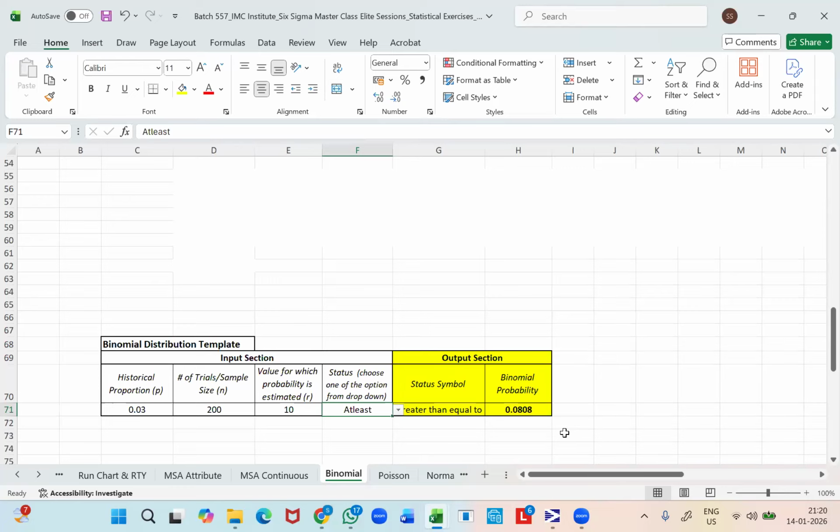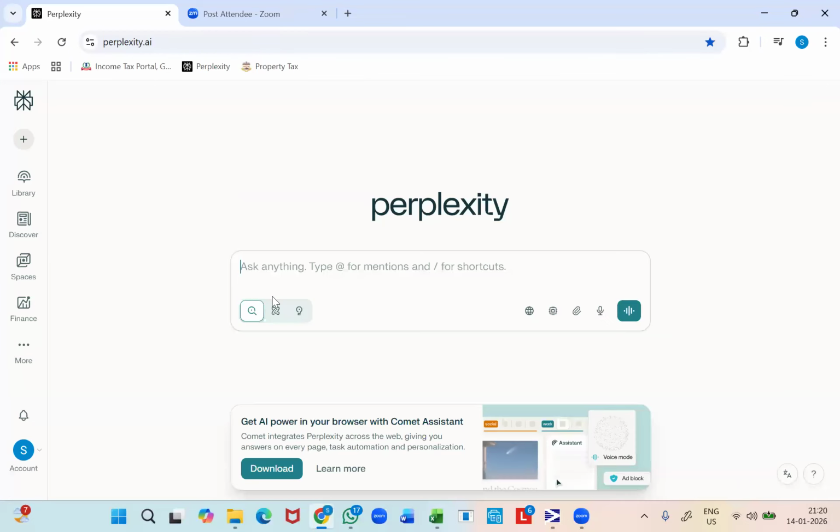So you don't even need to apply any logic here. Just understand how to input the values in the input section and interpret the answer that you will get in the output section. So simple. But then if you are using the AI tool, how to solve this? So you go to Perplexity.